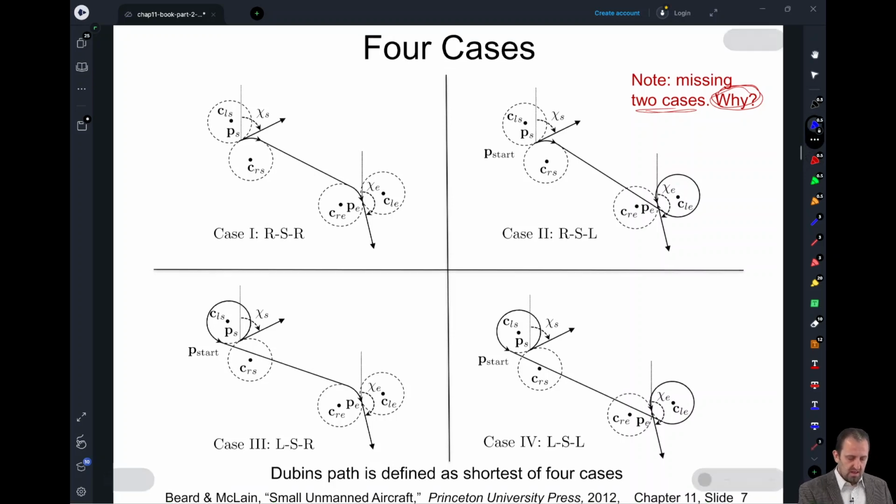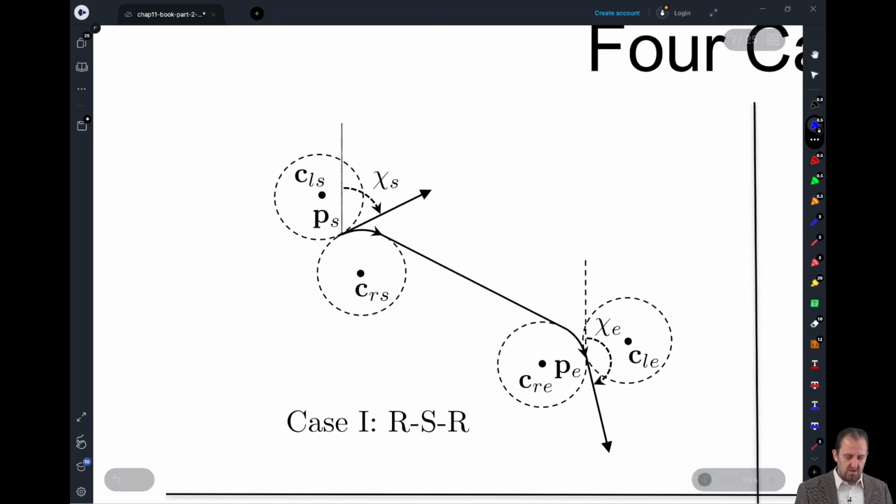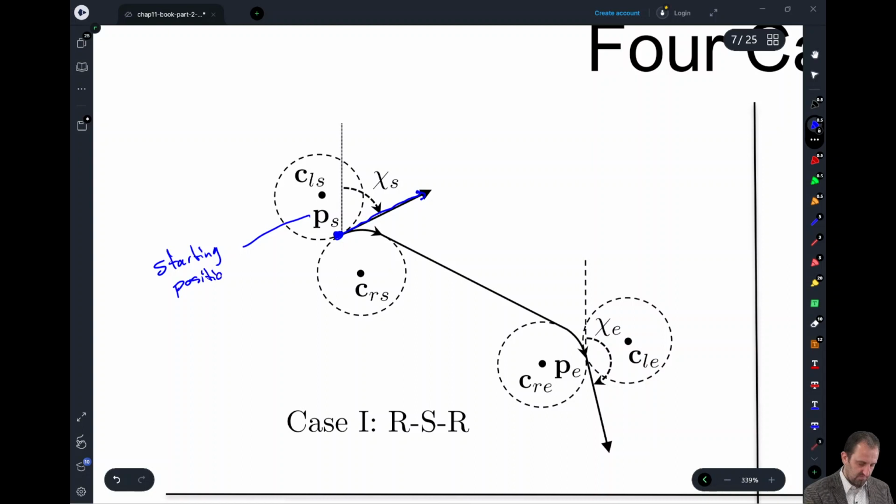Excellent. So let's start off with right, straight, right. You'll notice here that for each of our Dubins paths, when we're designing them, we're going to start off with our particular location and orientation. We call the starting position PS, the starting position. And this orientation of our starting position is our starting course angle. So we use chi there.